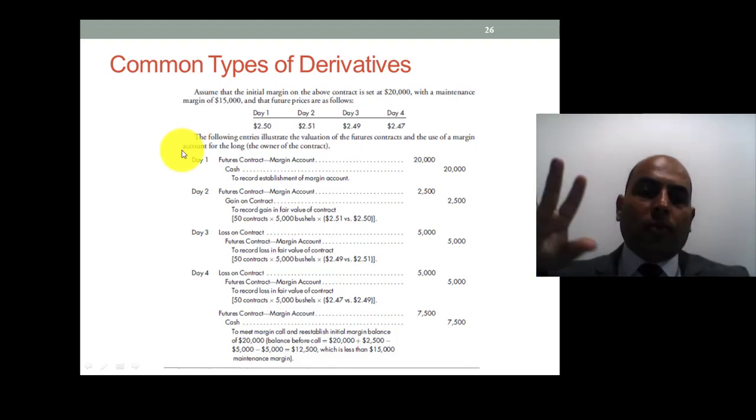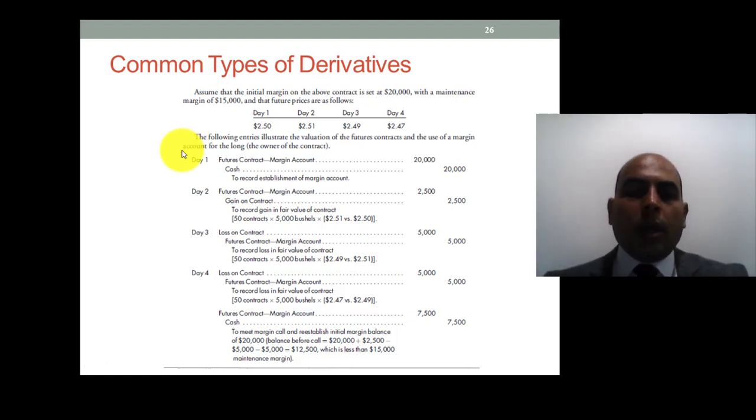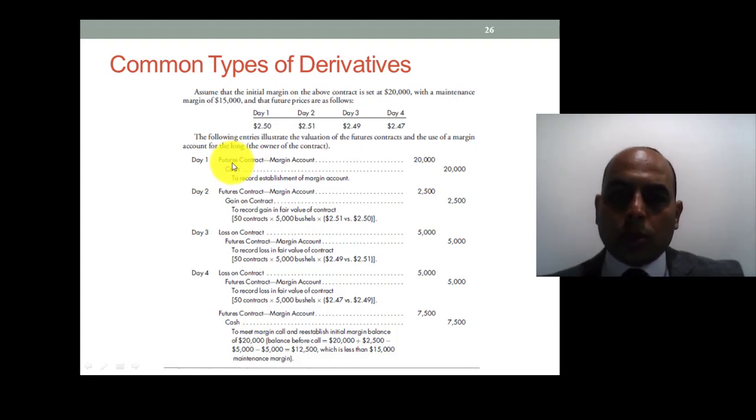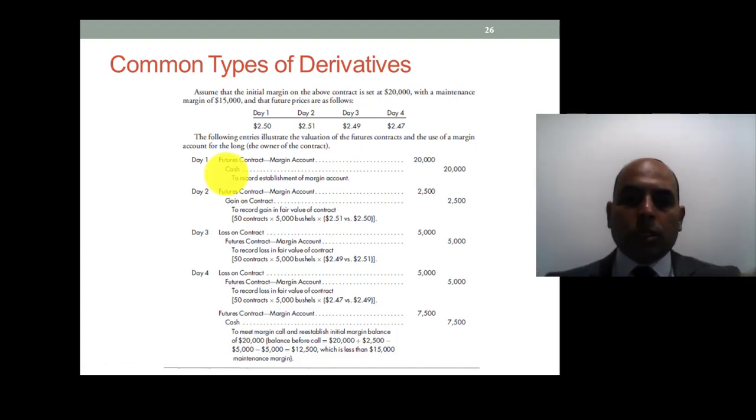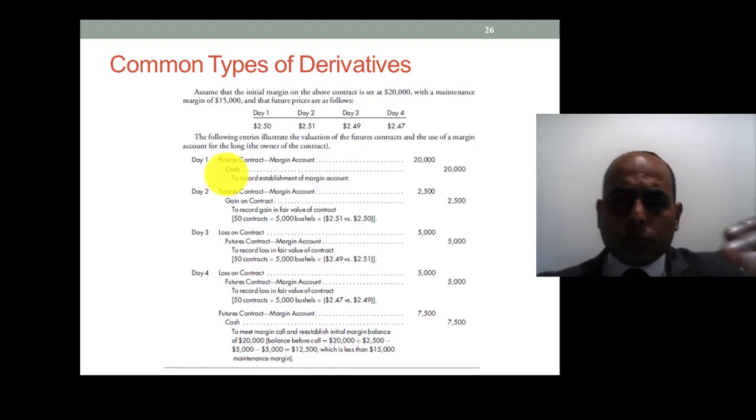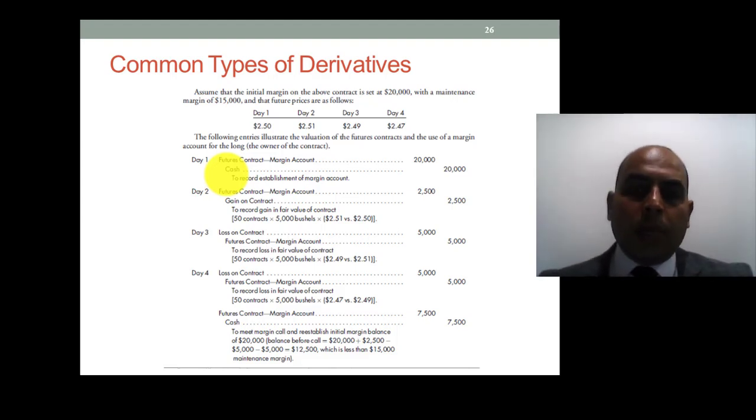Let us see, on the first day you have to record the margin account. On the date of agreement of a future contract, we pay $20,000. So the future contract margin account is debited by 20,000, and cash is credited by 20,000. This entry establishes the margin account. When we sign it, we establish the future contract by paying a margin of 20,000. This is the first entry on the agreement day.